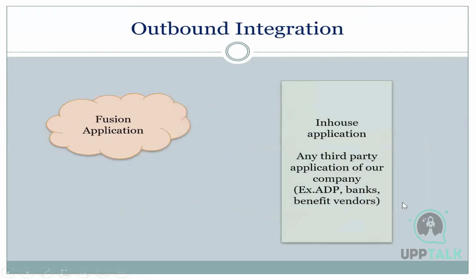Okay. Now we have the Fusion application outbound integration. Outbound integration is what? That is any third-party application of the company, that is ADP, banks, benefit vendors. Like how you outsource your data from one application to another. Suppose you're outsourcing the payroll of the company to a third-party vendor.